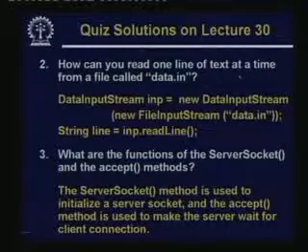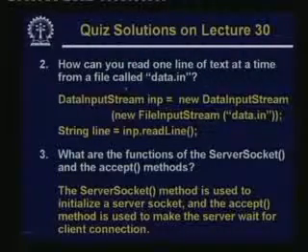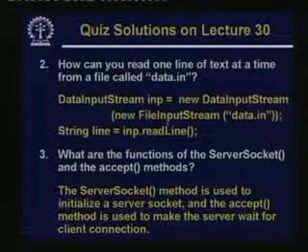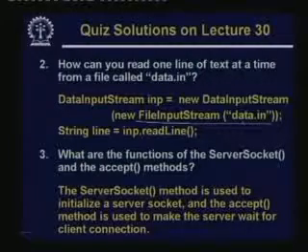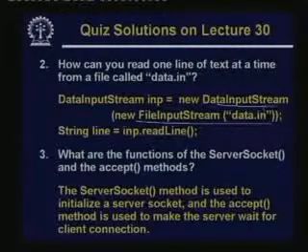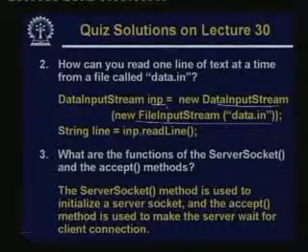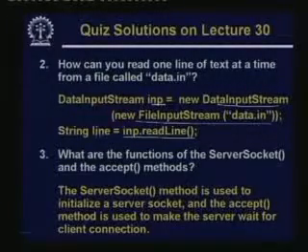How can you read one line of text at a time from a file called data.in? Well, first you can use the file input stream to create a new instance of an object. Then you can call data input stream to create an object INP, using which you can call the readline method. This is how we use it.